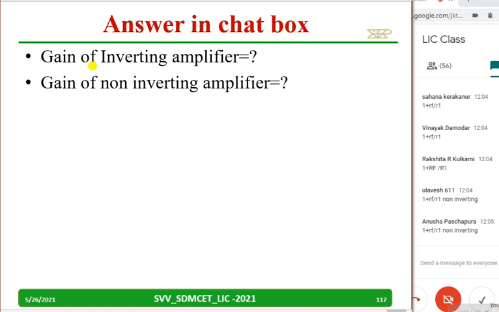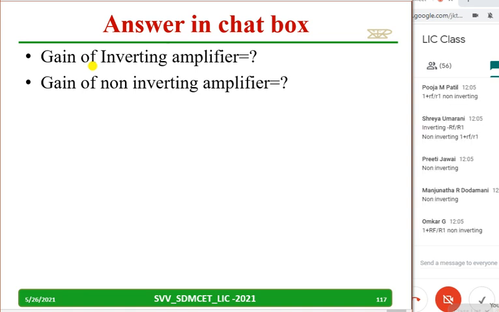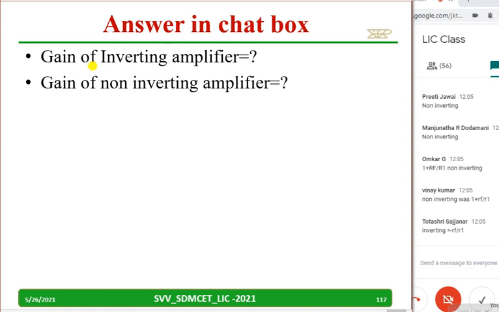Anusha is telling, sir, 1 plus RF by R1 was non-inverting. Very good, Ulvesh. What was the question we asked earlier? Again, of the inverting amplifier. See, now everybody is typing. Minus RF by R1 for inverting, sir. 1 plus RF by R1 is for non-inverting. But you can see the chat box, even it's recorded now. Most of the students, when somebody gives some answer, blindly follow it, which is most dangerous. You think, write your own answer whether it's right or wrong.